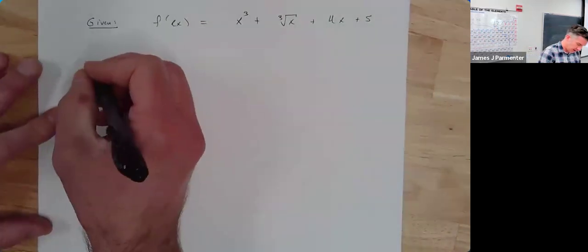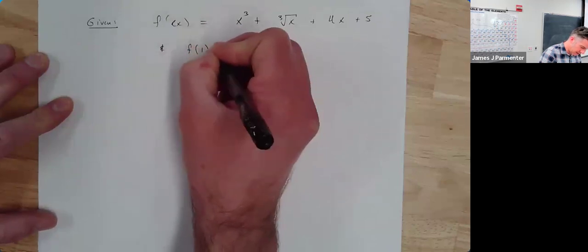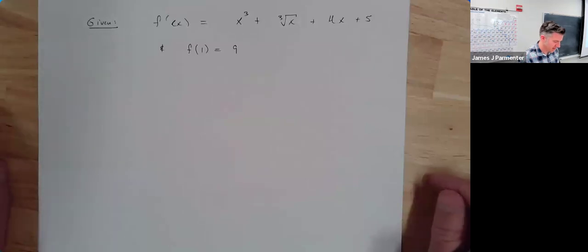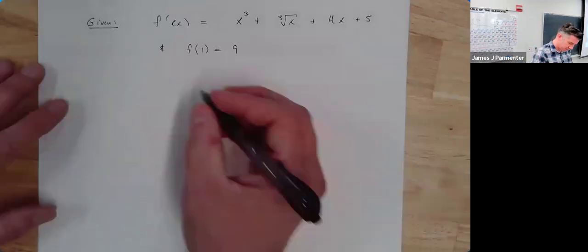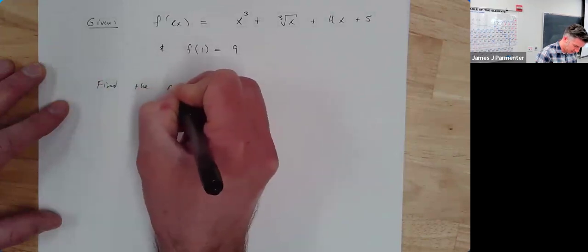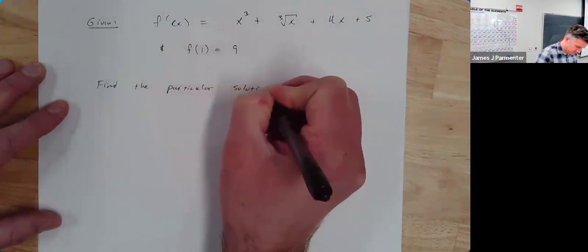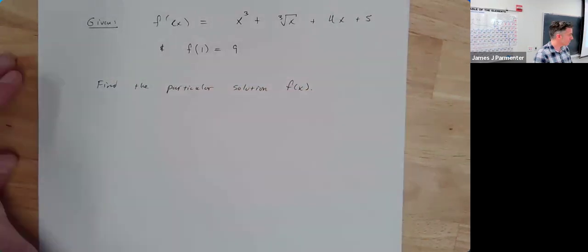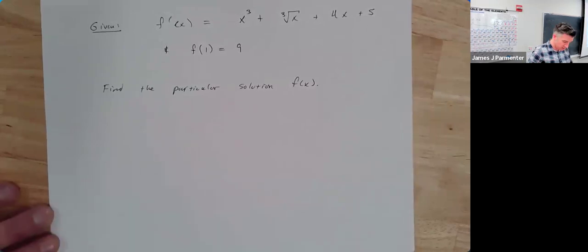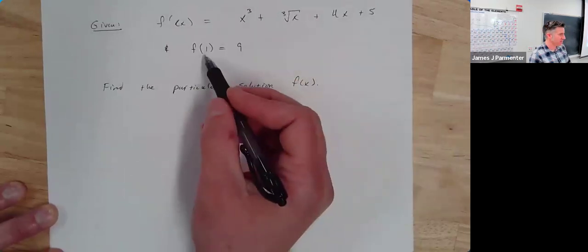So given that, and that f of 1 is equal to 9, find the particular solution, f of x. Meaning there is one and only one function whose derivative is all this, and when you plug in 1, the function is equal to 9.